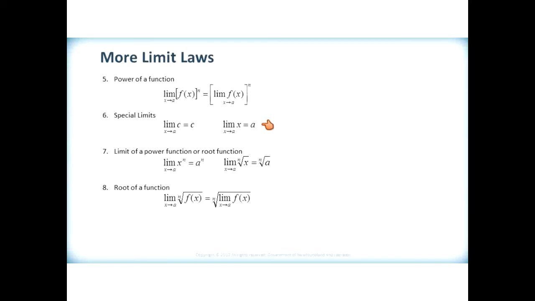Number 7 is about the limit of a power function or a root function. This is really helpful for us, especially the first one, when we evaluate limits of polynomials. It says that the limit as x approaches a of x raised to any power n is just a raised to the power n. Basically, we fill in the value of a for x, and that gives us a to the power of n.